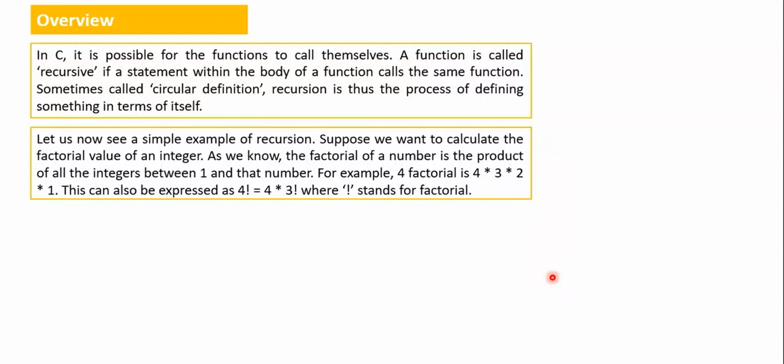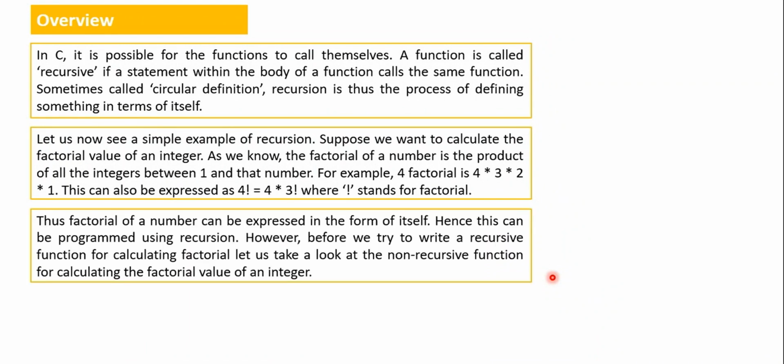Suppose we want to calculate the factorial value of an integer. As we know, the factorial of a number is the product of all the integers between 1 and that number. For example, 4 factorial is equal to 4 into 3 into 2 into 1. Now this can also be expressed as 4 factorial is equal to 4 into 3 factorial, where the exclamation mark stands for factorial. Thus the factorial of a number can be expressed in terms of itself.